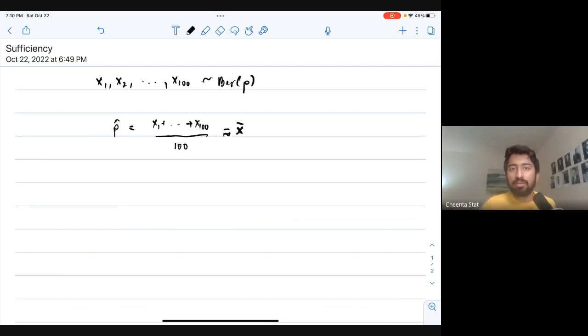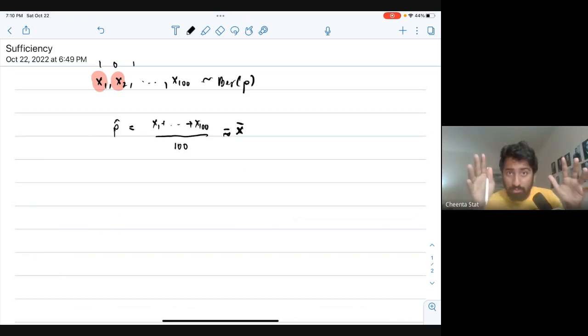Now observe that if we just know this value of the estimate and nothing else, we don't need to know the individual outcomes. Let's say this was 1, this was 0, this was 1. We don't need to know that. We just need to know the average number of times heads occurred. And that will give you the entire information about P that you want to get. And that's very good information.